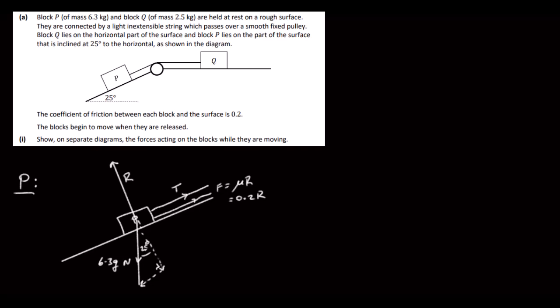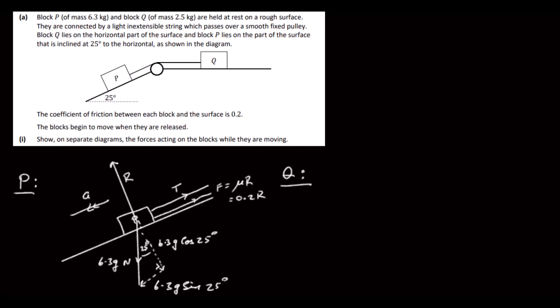And here we're going to have 6.3 g cos 25 degrees, and down here we're going to have 6.3 g sine 25 degrees. Okay, so that's P. Let's have a look at Q then. Oh, by the way, we have an acceleration as well acting in this direction here.